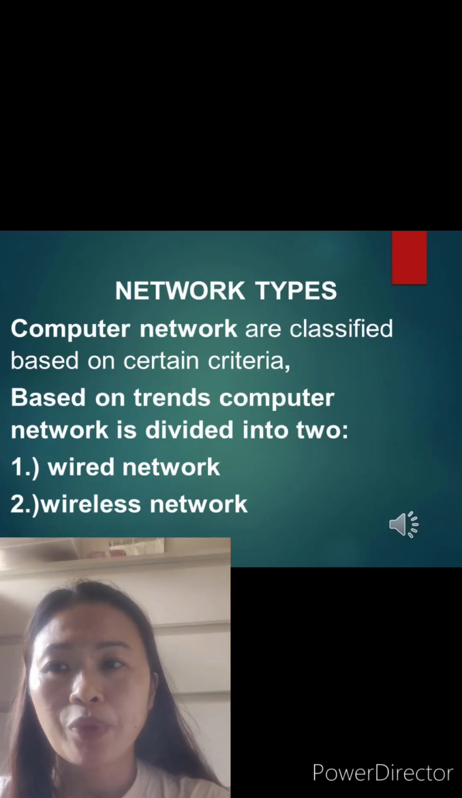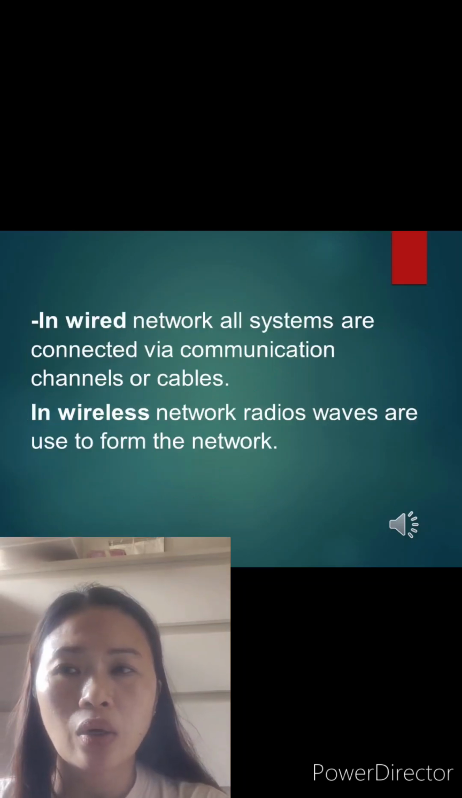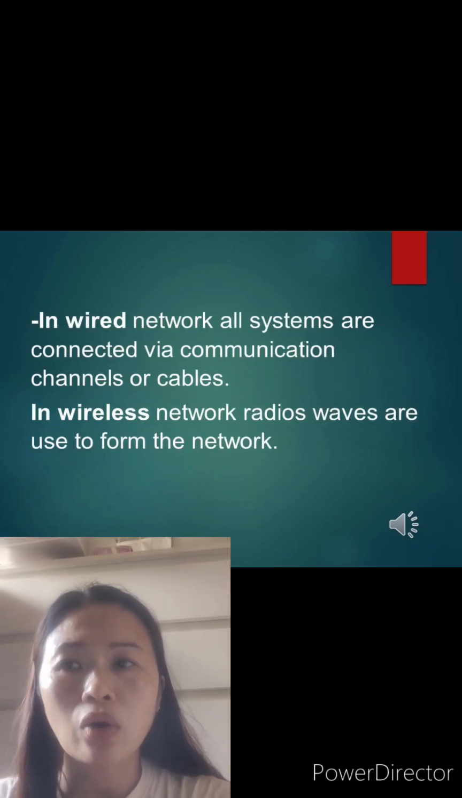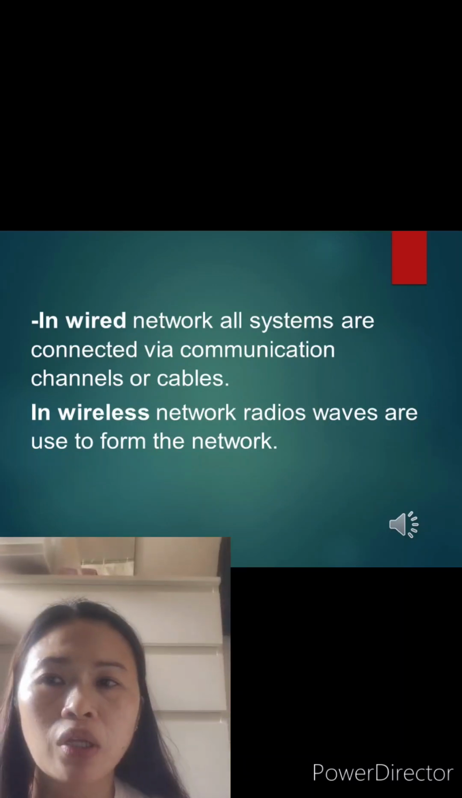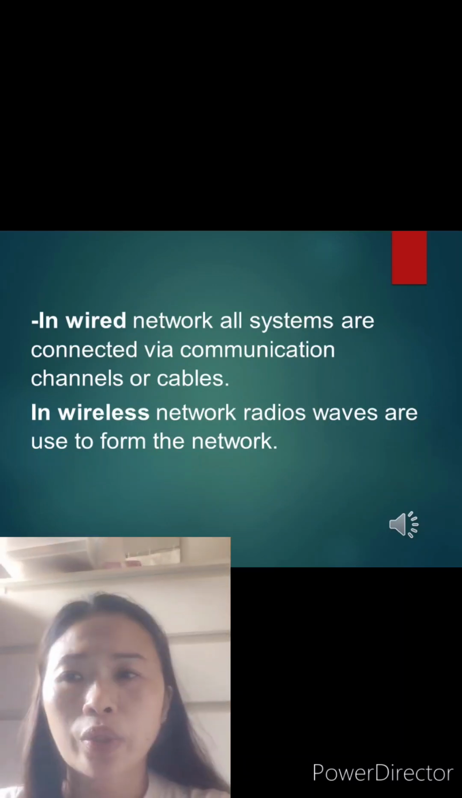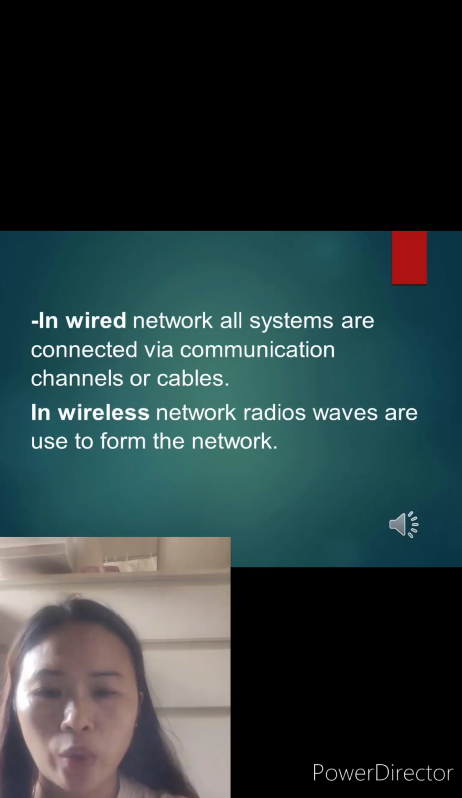Network types. Computer networks are classified based on certain criteria. Based on the trends, computer networks are divided into two: the wired network and the wireless network. In a wired network, all systems are connected via communication channels and cables. In a wireless network, radio waves are used to form a network.